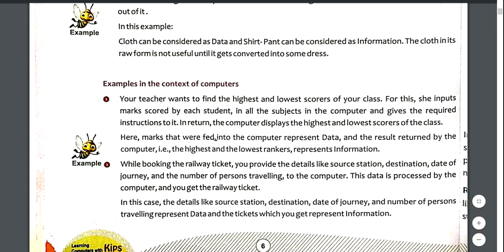So whatever information you are giving to the computer, all that is data, and whatever information you are getting from the computer after processing, that is called your information. So here, entering all the entities is your data, and the final result we are getting, that is the ticket, is your information.